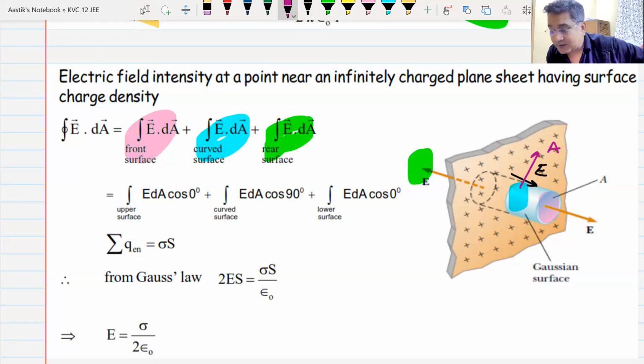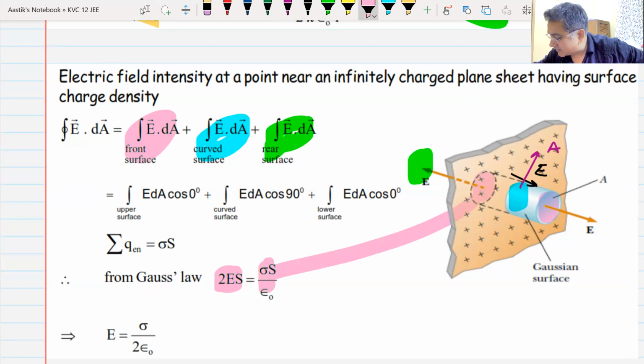So the flux through this curved part is 0, and the flux through these two circular parts becomes 2E into S, where S is the area of the circular part. And how much charge is coming in that much area? That same charge is coming here. So the charge is sigma into S, divided by epsilon naught, is equal to 2 times E into S. Things get cancelled.